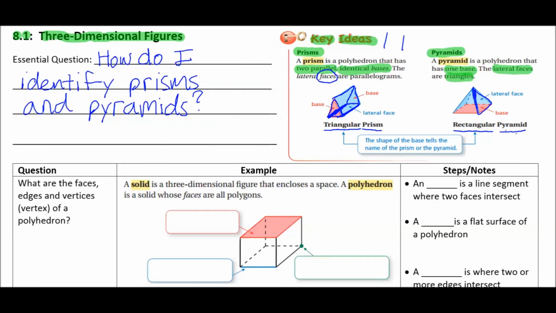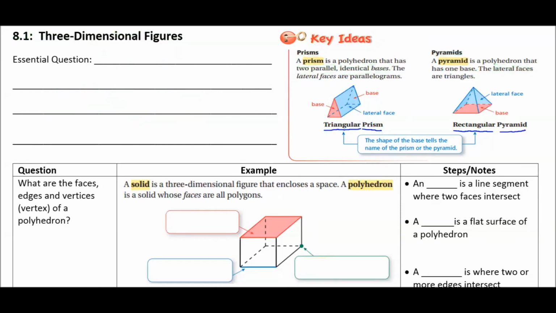And then this last little point is that the shape of the base tells the name of the prism or the pyramid. So can you see that red base? What if that was a triangle for the base? Then it'd be a triangular pyramid. Or if instead of a triangle, it was a rectangle in the front and parallel in the back, then it'd be a rectangular prism. And we're going to see examples of all of those as we go through this section.